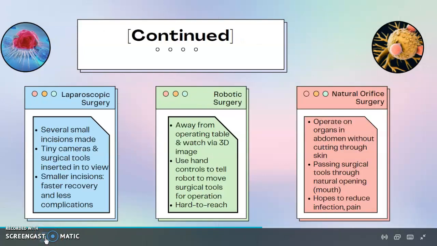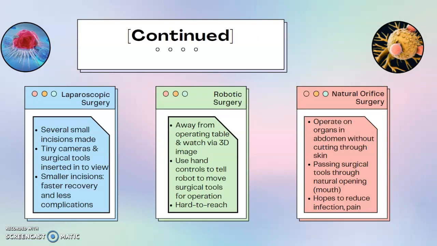Next is laparoscopic surgery, which is used in diagnosis, staging, treatment, and symptom relief. In this type of surgery, several small incisions or cuts are made into the body, and a tiny camera and surgical tools are inserted in as surgeons watch what the camera sees. By using smaller incisions, faster recovery and lesser risk of complications are ensured.